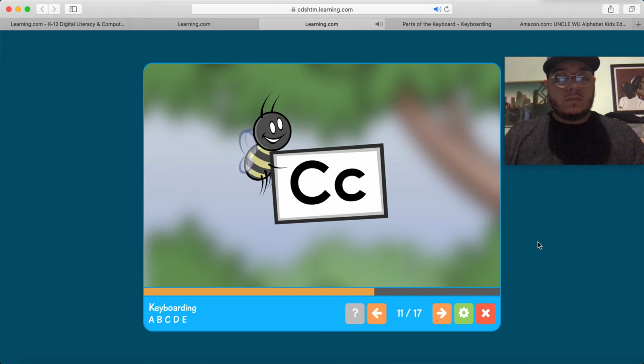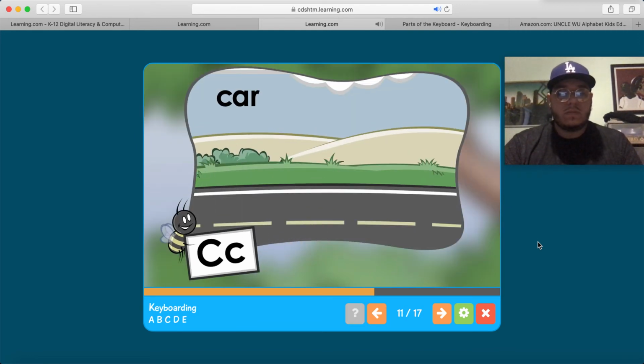Find the C key and press it. Okay, so now let's try it. Let's try to find the C key. Remember, you can pause it if I'm going too fast. Okay, I found it. So let's go ahead and press it. C. Car.